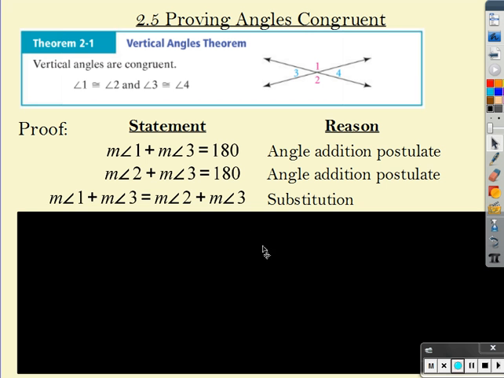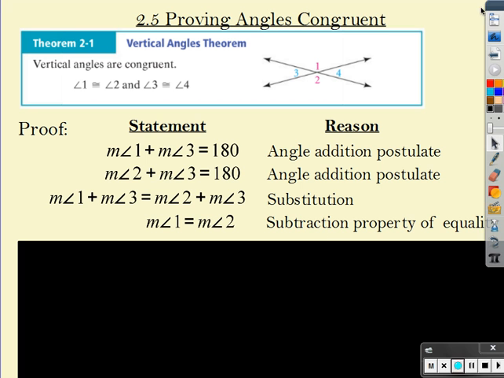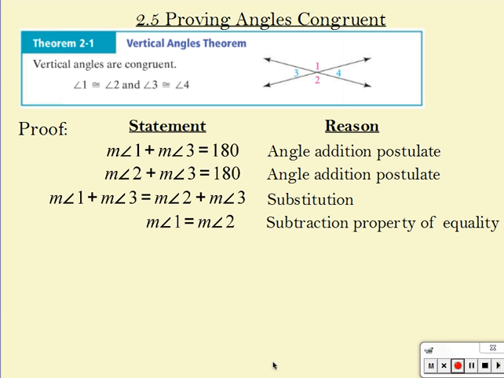And now I can subtract the measure of angle 3 from both sides. And we can do that by the subtraction property of equality, which gives us that the measure of angle 1 is equal to the measure of angle 2. Thus, angle 1 and angle 2 are congruent. So that's the proof for why vertical angles are congruent. We are going to look at one final one here together in class, but that's the brief little overview of Chapter 2, Section 5.